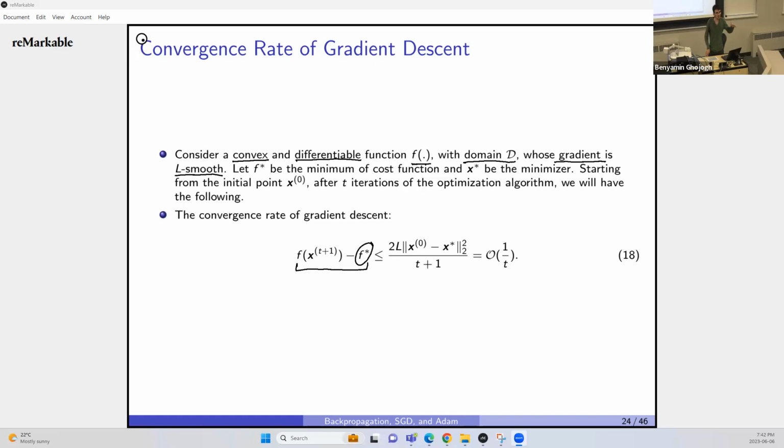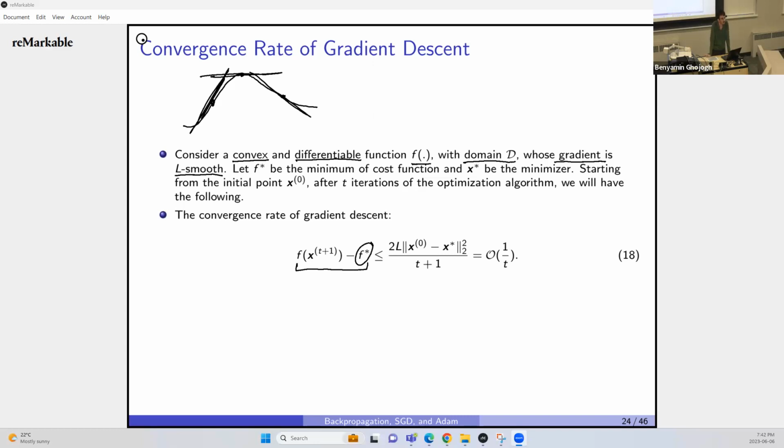It means that the slope of the function is upper bounded by L. Okay, the upper bound of the slope is L. Why is it important? What do I mean by slope? For example, this is the function. This is the slope at this point. At this point, this is the slope. At this point, this is the slope. This is in a 1D function. If it is multidimensional, then we will have slopes of hyperplanes, tangent on the function.